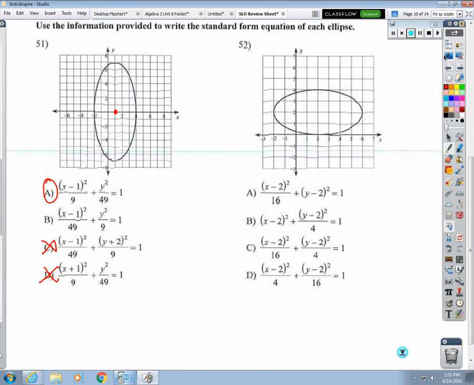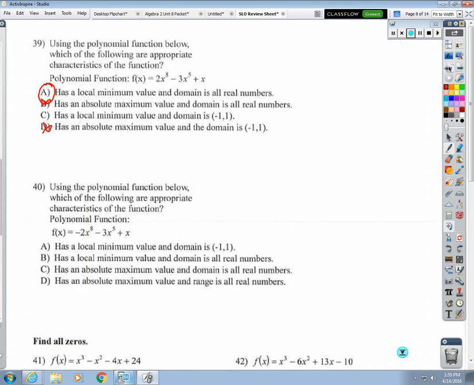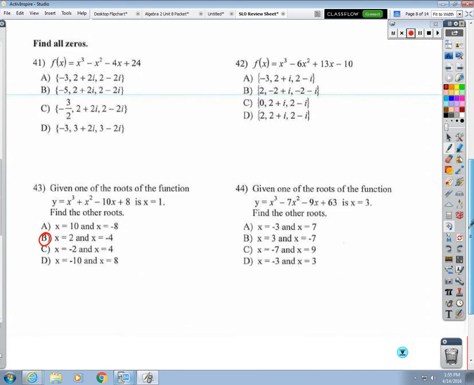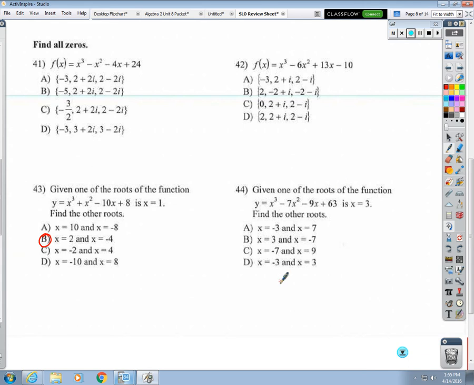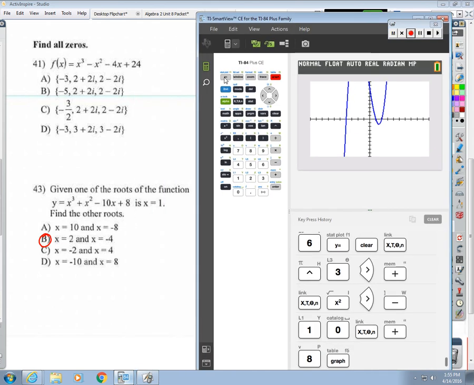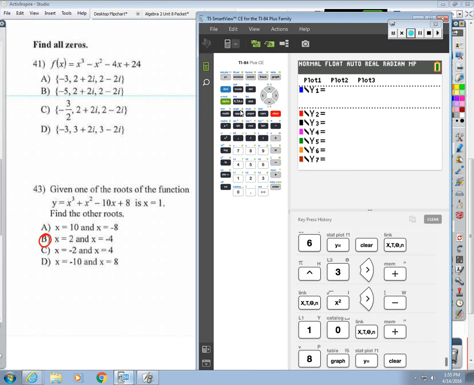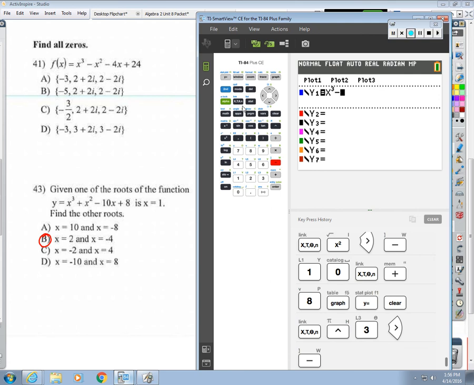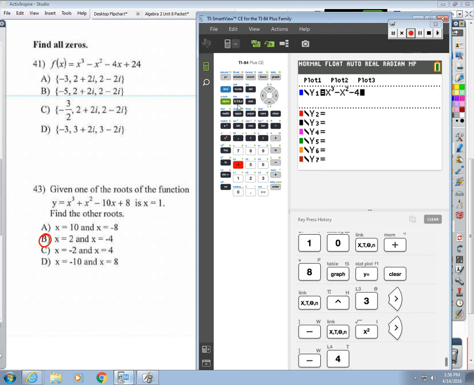Well, let's go back to 41. We skipped it. We skipped it because it's the most time consuming. I think so. A? Yeah. Okay, 41. Here we go. Last question. The first thing that you need to do is graph this. Okay, so in the calculator, go and graph it. X cubed minus x squared minus 4x plus 24.